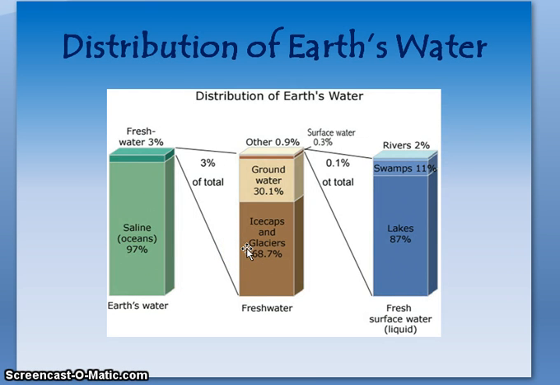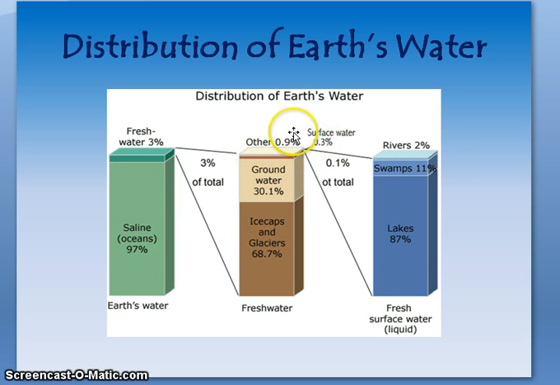If we want to look at the distribution of Earth's water, let's first look at this green section here. 97% of Earth's water is salt water that we find in our oceans, and 3% of that is fresh water. Now, if we take that 3% and break it down in this brown section, we'll see that of the fresh water, about 68.7% is in our ice caps and our glaciers, 30.1% is found in our groundwater, and less than a percent, 0.9%, is found in other locations.